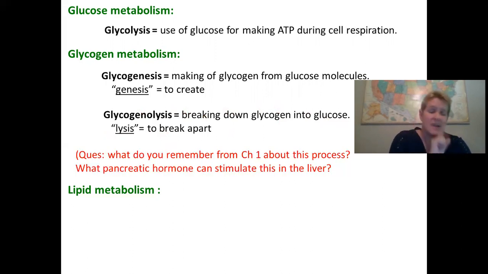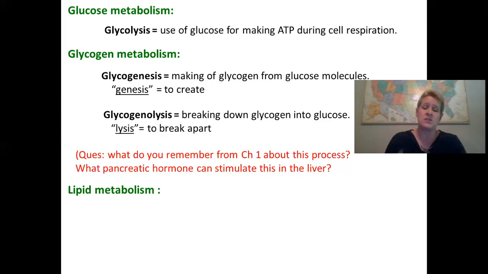Okay, backing up a little bit more. Just go back to chapter 1. What pancreatic hormone would stimulate glycogenesis? Okay, making of glycogen from glucose. Well, first of all, the liver would have to take in glucose from the bloodstream in order to convert it into glycogen. So what pancreatic hormone tells body cells, including liver cells, to take in blood glucose and to use it in metabolism? What is that? If you said insulin, you're right. Insulin tells body cells to take in glucose and to use it, and that includes the liver taking in glucose, which it will then use for its own metabolic needs.